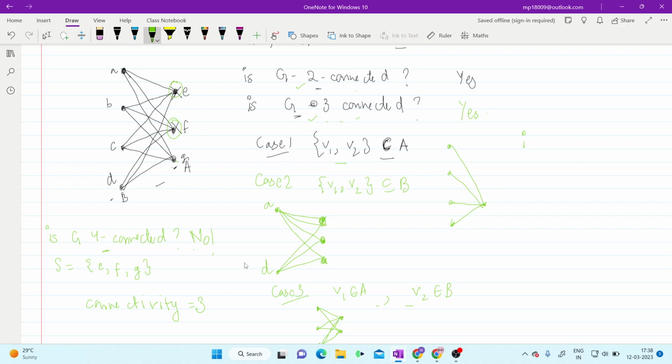So is this clear? Why is the connectivity of this graph 3?